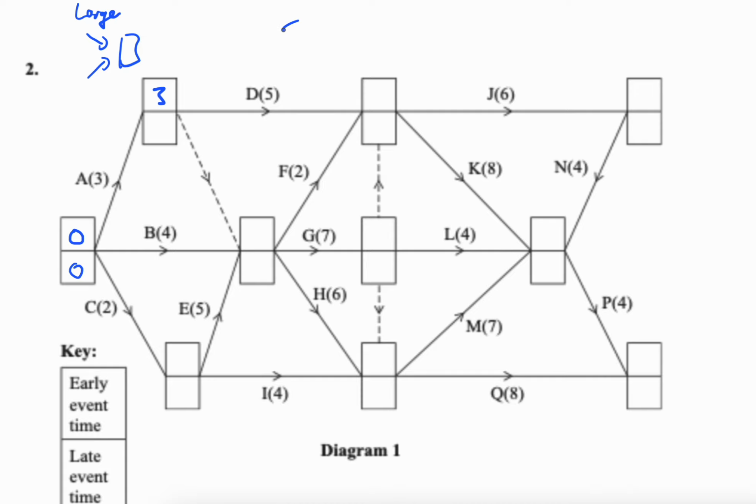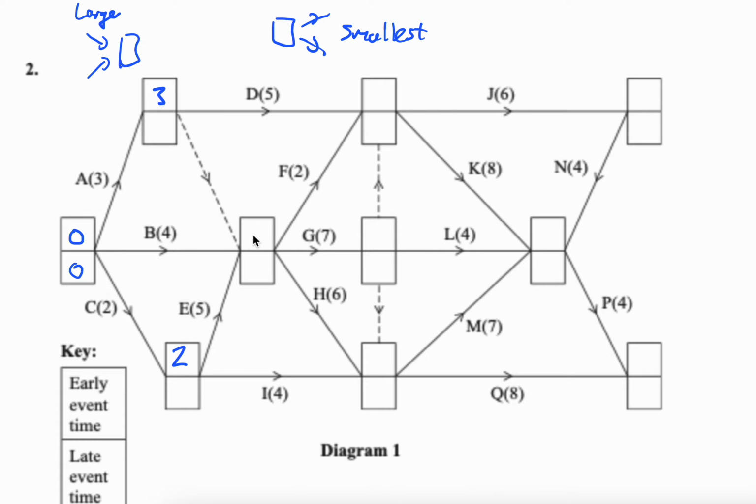And when we're going backwards, if there are multiple ways backwards into a box, we pick the smallest. That's the key thing to remember. Biggest going forward, smallest going backwards. So 0 plus 2 is 2. We're only looking at the top boxes now.